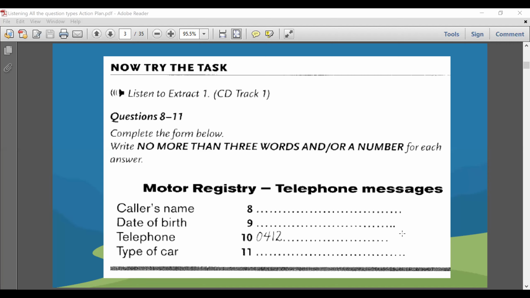Then in telephone, they had mentioned 0412. So you don't need to write about 0412. I'll explain to you, Deepak ji, how to write. You only have to write 129807. And what is the answer of the 11th one?